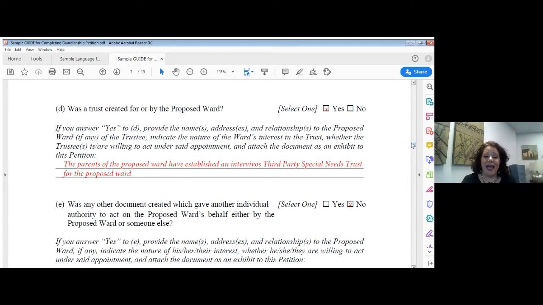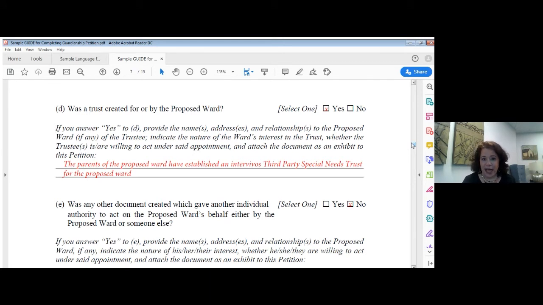So if that is the case, I like to put that in there and show the court, heck yeah, we've got a trust. We've done our homework, you know, gets a few gold stars on our file maybe. So it says, yes, the parents of the proposed ward have established an inter vivos third-party special needs trust for the proposed ward. Now, what I don't do is actually attach a copy of that document to the petition.